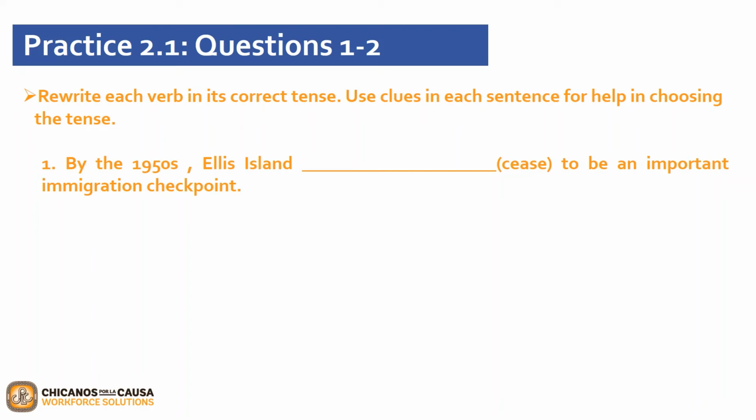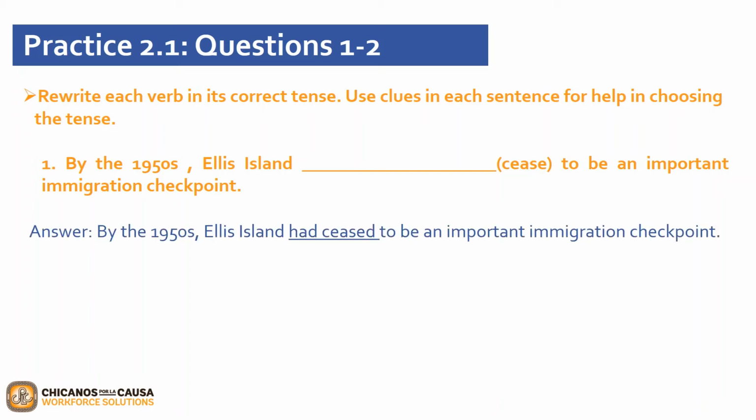Our first question says, "By the 1950s, Ellis Island, blank, ceased to be an important immigration checkpoint." How would you rewrite this sentence using the correct tense? You would rewrite this sentence in its correct tense by writing, "By the 1950s, Ellis Island had ceased to be an important immigration checkpoint."